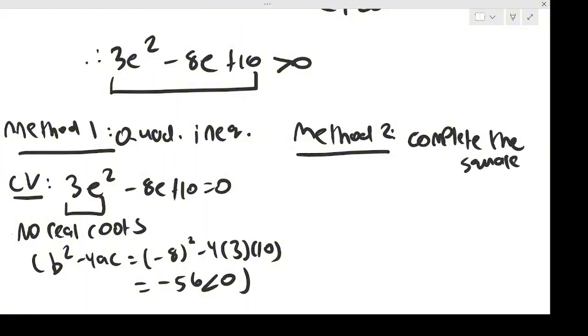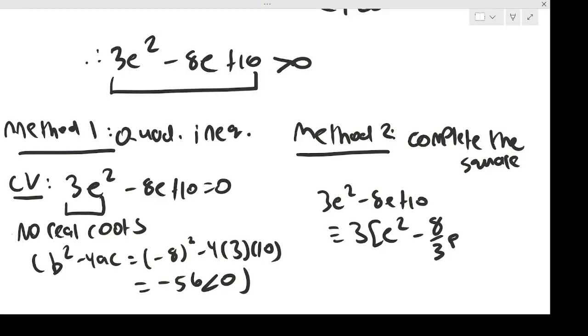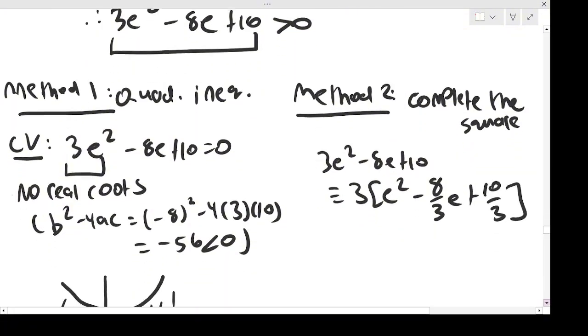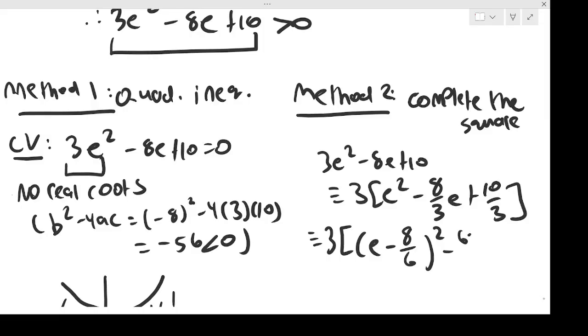So if we were to complete the square on this, we factor the 3 out, and we get e squared minus 8 over 3 e plus 10 over 3. Then if we proceed to complete the square, we're going to get e minus 8 over 6, squared, and then minus 64 over 36 plus 10 over 3.